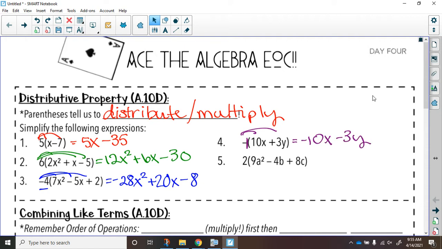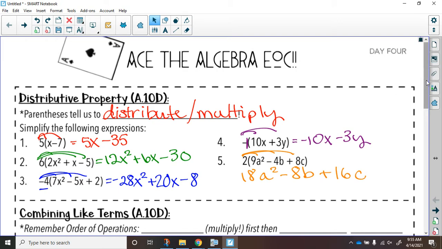And finally, number 5, we have a 2 out front. So I'm going to distribute the 2. We have 18a squared minus 8b plus 16c. And that's all we would do for number 5.